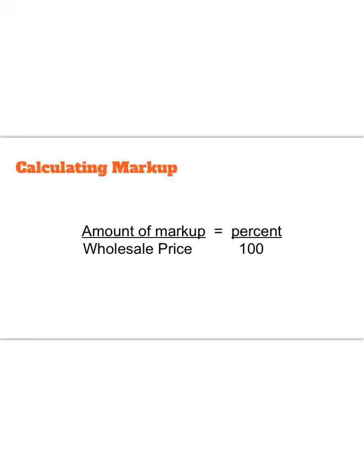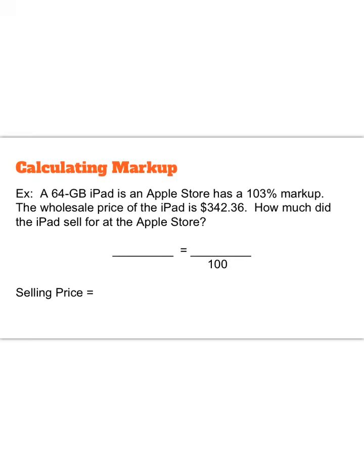We have a proportion here that's going to help us decide how to calculate markup. So notice we have the amount of the markup here over what the store buys the product for, called the wholesale price. And the percent always lives over 100. Let's try one of these.